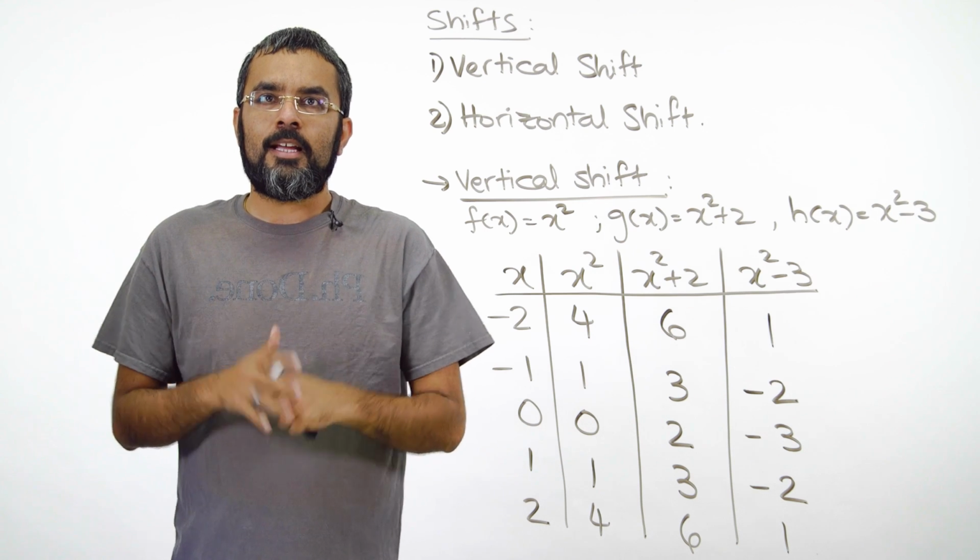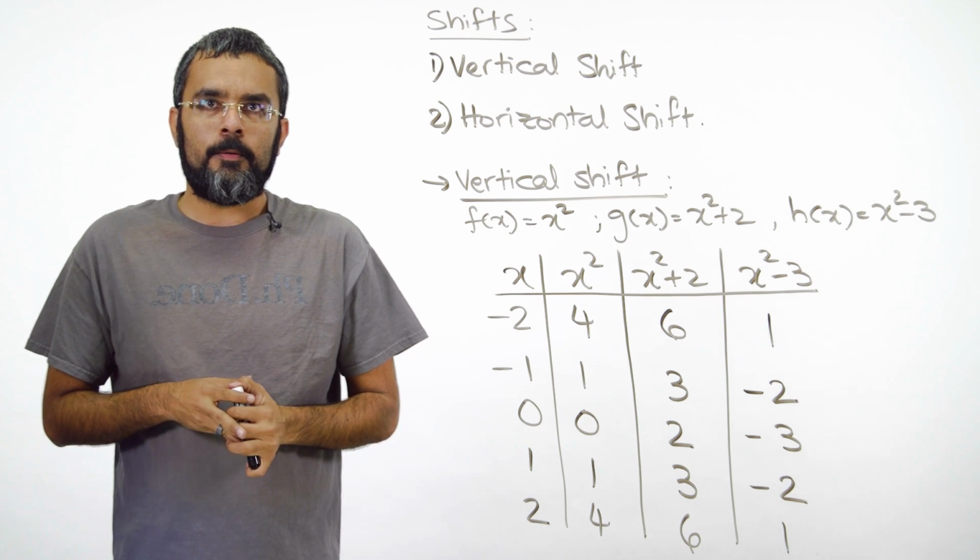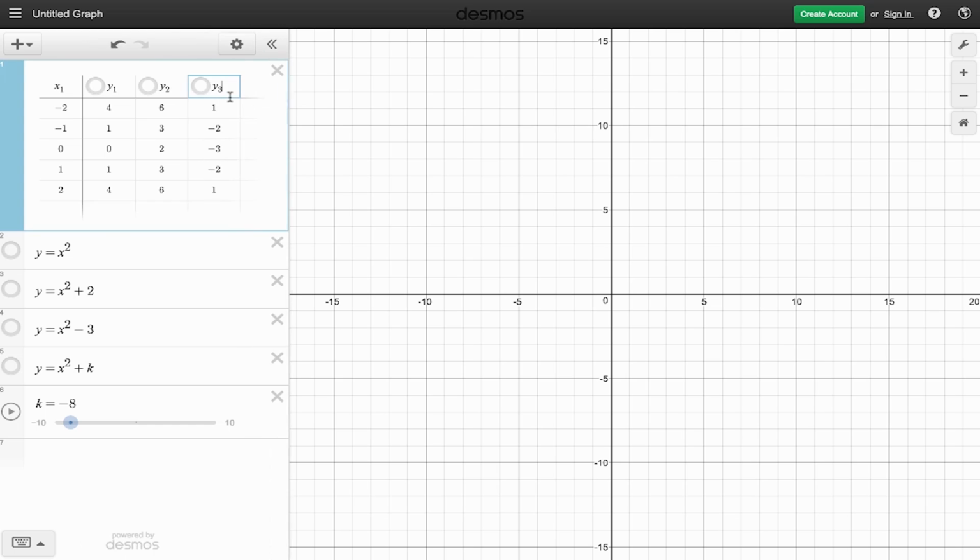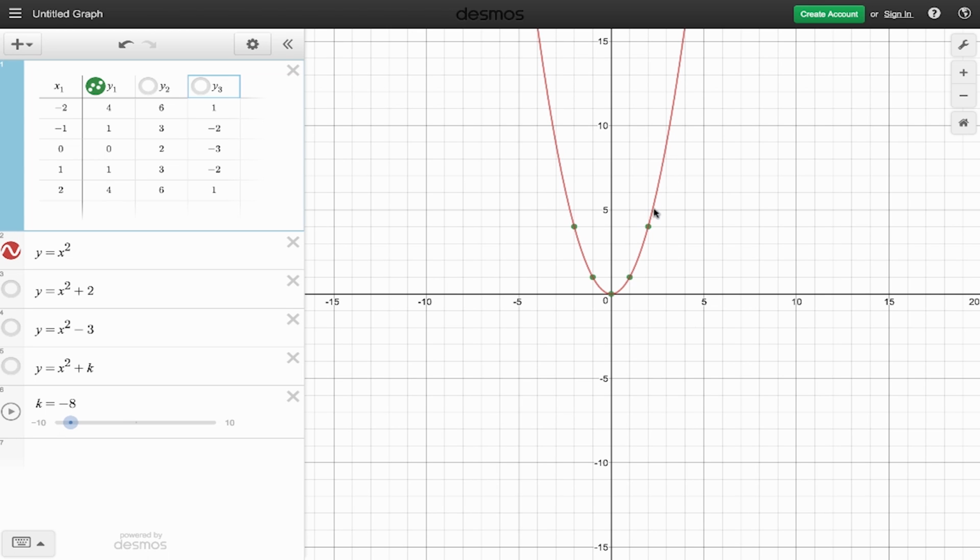Let's take a look using our graphing software. As you can see, I've entered our points, the table that we created. Now let's look at what happens when I graph the points for x squared. Here are my points for x squared. I'm going to get my function for x squared, and we see that obviously these points fall on the graph of y equals x squared.